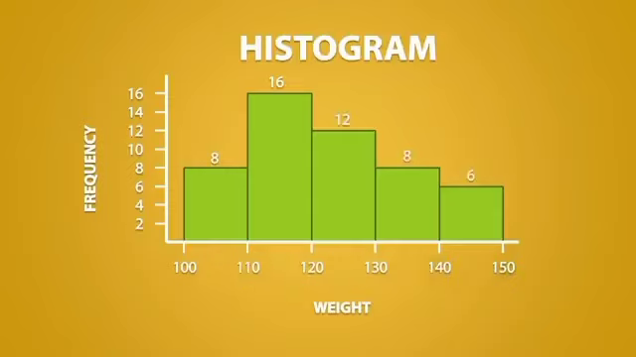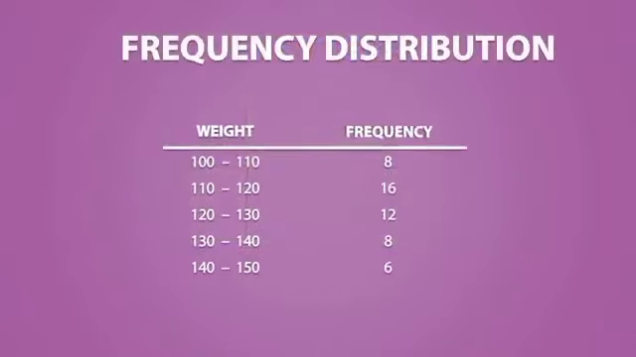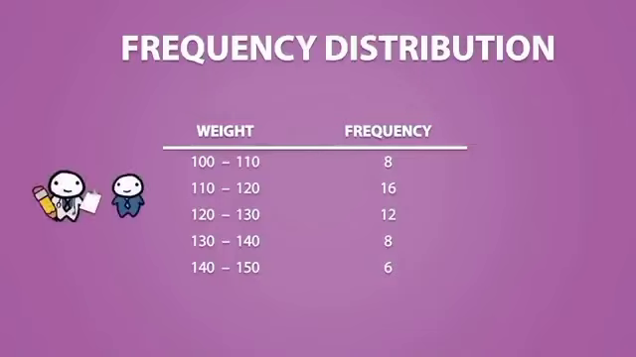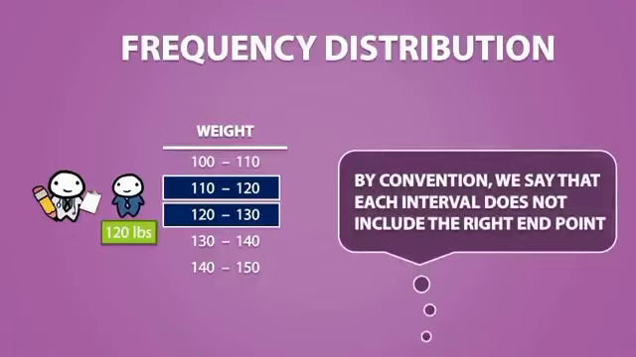A histogram is a form of a frequency distribution. Frequency distributions can be written in a table format, and they tell us how many data values fall within a certain interval. These intervals can be a little confusing. For example, if I recorded an individual's weight to be exactly 120 pounds, do I include them in this interval or this interval? By convention, we say that each interval does not include the right endpoint. So 120 is not included in this interval, and 130 is not included in the other interval. So in fact, 120 belongs to the second interval.